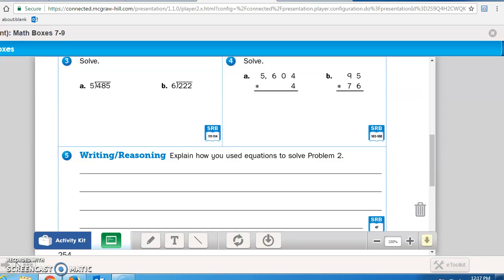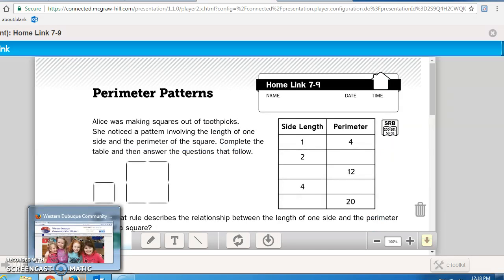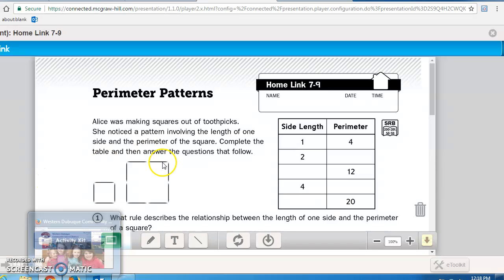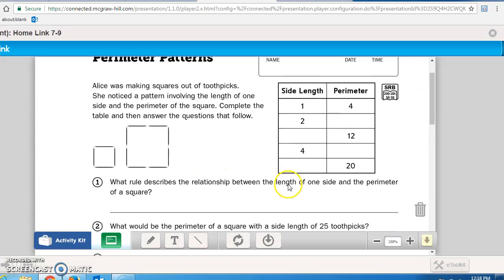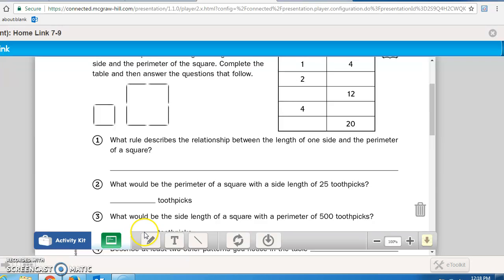When you finish with this page, go up to the answer key and check it. Then bring it to me because I'm going to want to look over page 251 and 254. Your final assignment for lesson 7-9 is the home link. Please go to the file and get Math Masters page 281. It says, Alice was making squares out of toothpicks. She noticed a pattern involving the length of one side and the perimeter of the square. Complete the table and then answer the questions that follow. So you've got to complete this table and then answer these questions. Then bring that paper up to me, and you will be done with lesson 7-9.